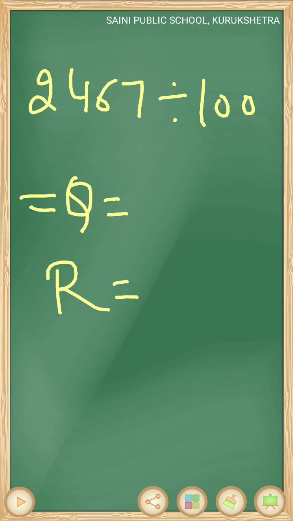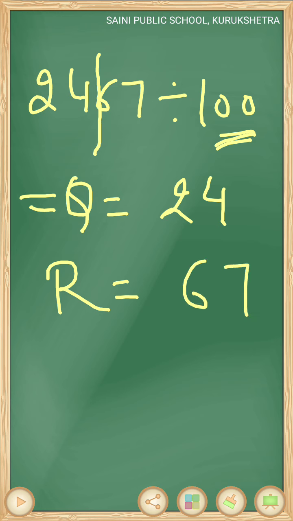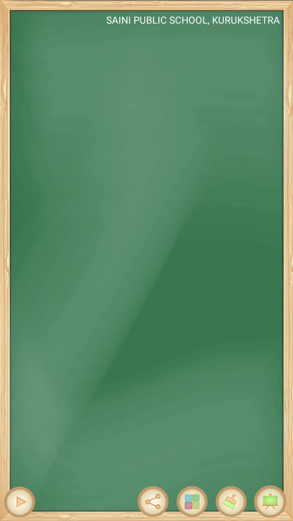Now here are two zeros in 100, so we'll separate two digits. Okay, so our quotient will be 24 and our remainder will be 67. It means we will obtain the quotient by separating the last two digits, and these last two digits will become the remainder of the given dividend. Okay, in this way we can divide a number by 1000.